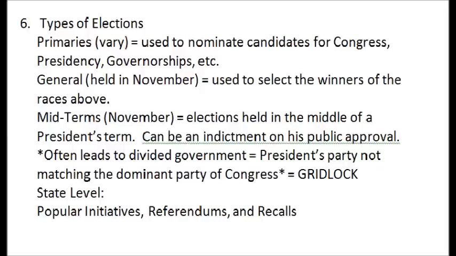Popular initiatives are when voters want an idea passed in their state's constitution, begin with a petition, and then are able to vote on the actual ballot. Referendums, however, are ideas from the state legislature that are passed down to the voters for a decision, and voters are able to decide whether or not to amend their state's constitution.